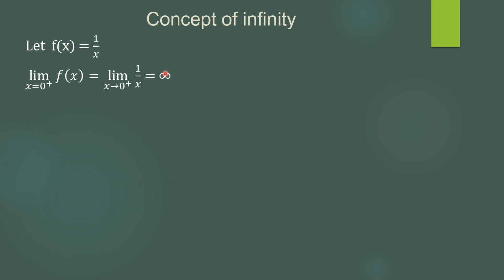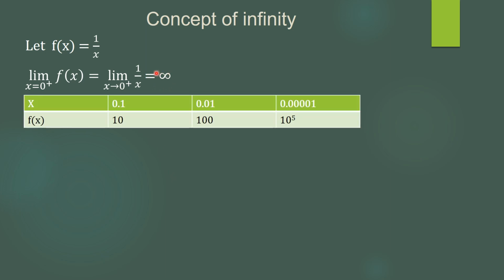Now for that, first we'll prepare a table and we'll check. I have taken a value greater than 0, so I have taken 0.1. I get it as 10. We take the value of x as 0.01, we get it as 100. If I take this as 0.00001, I will get 10 raised to 5. So as I'm coming close to 0, comparing 0.1 and 0.0001, it is closer to 0.